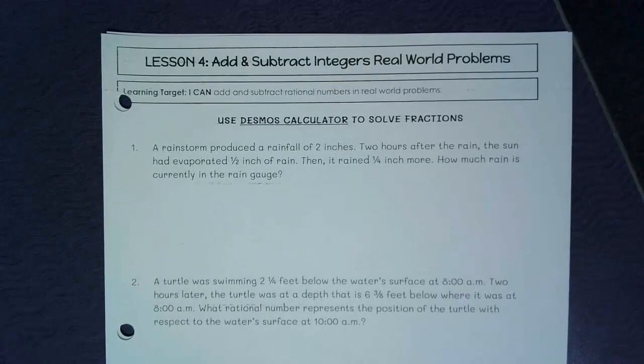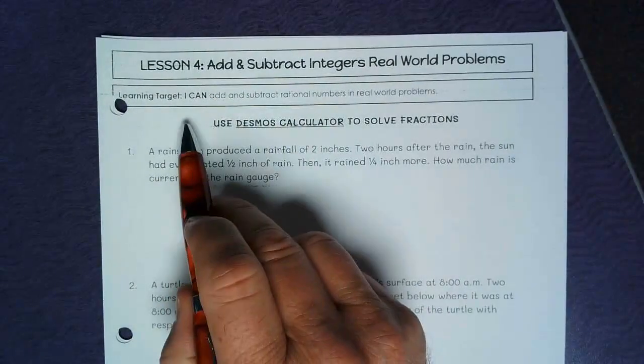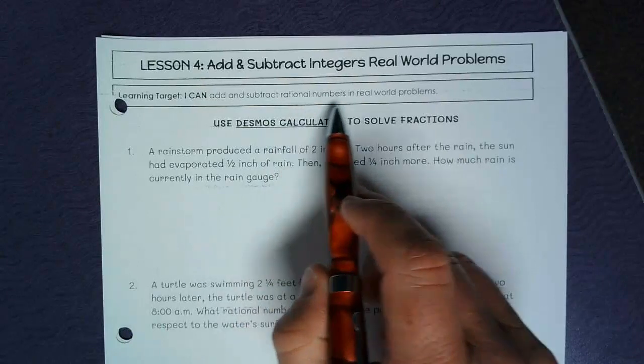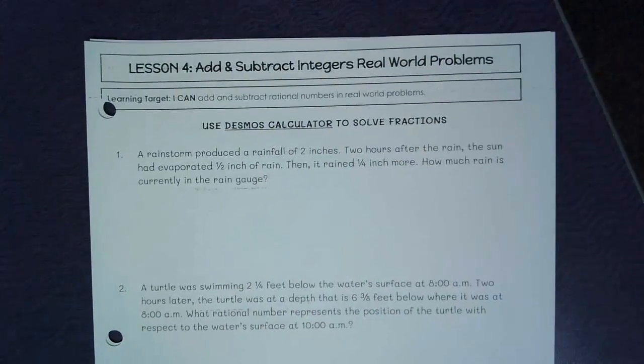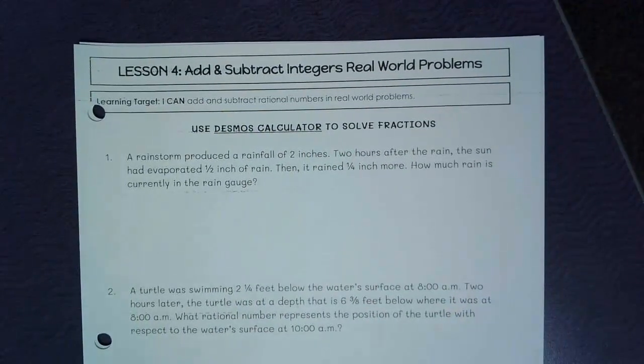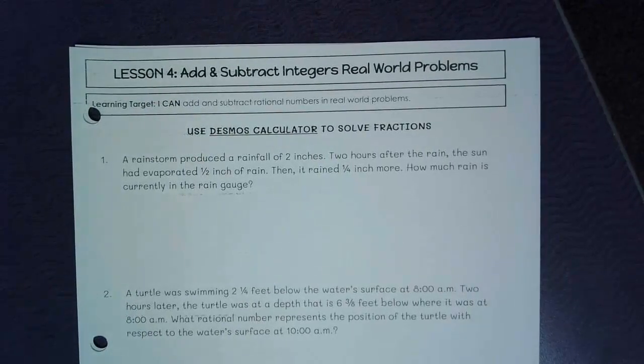Hi, good morning. This is lesson 4, adding and subtracting integers with real-world problems. So the learning target is I can add and subtract rational numbers in real-world problems. There's going to be 3 of them. So let's read them and find the key terms.